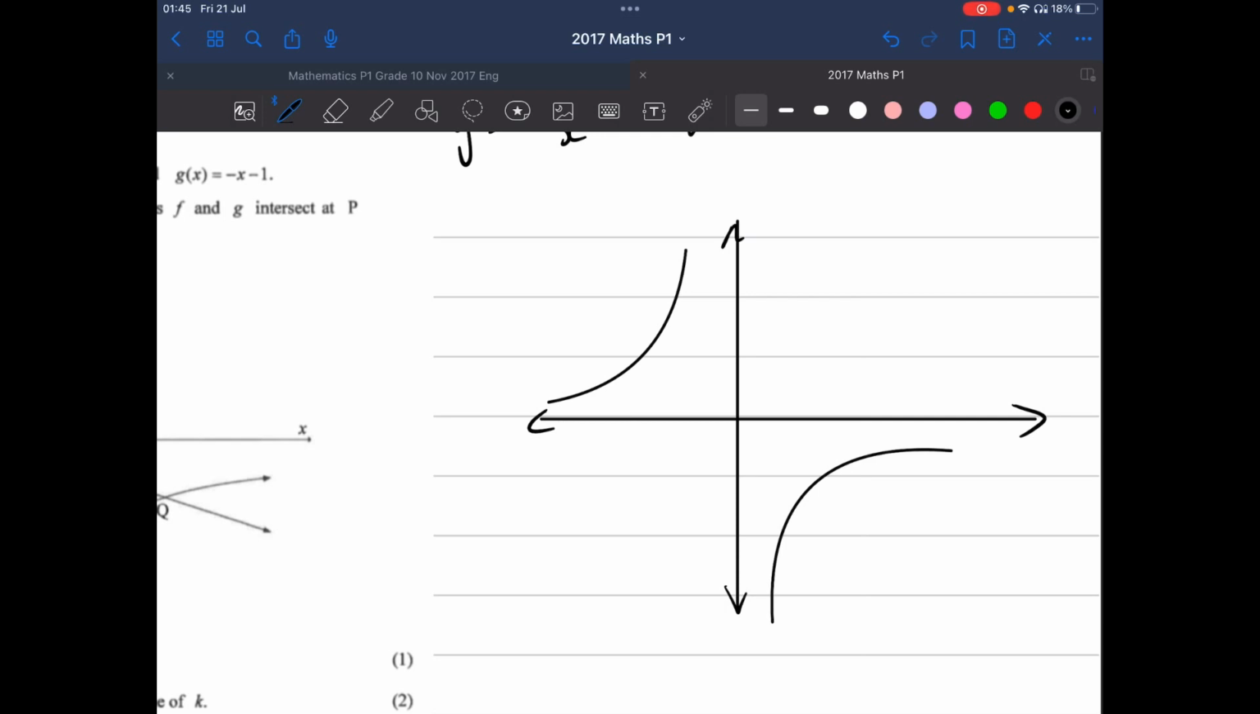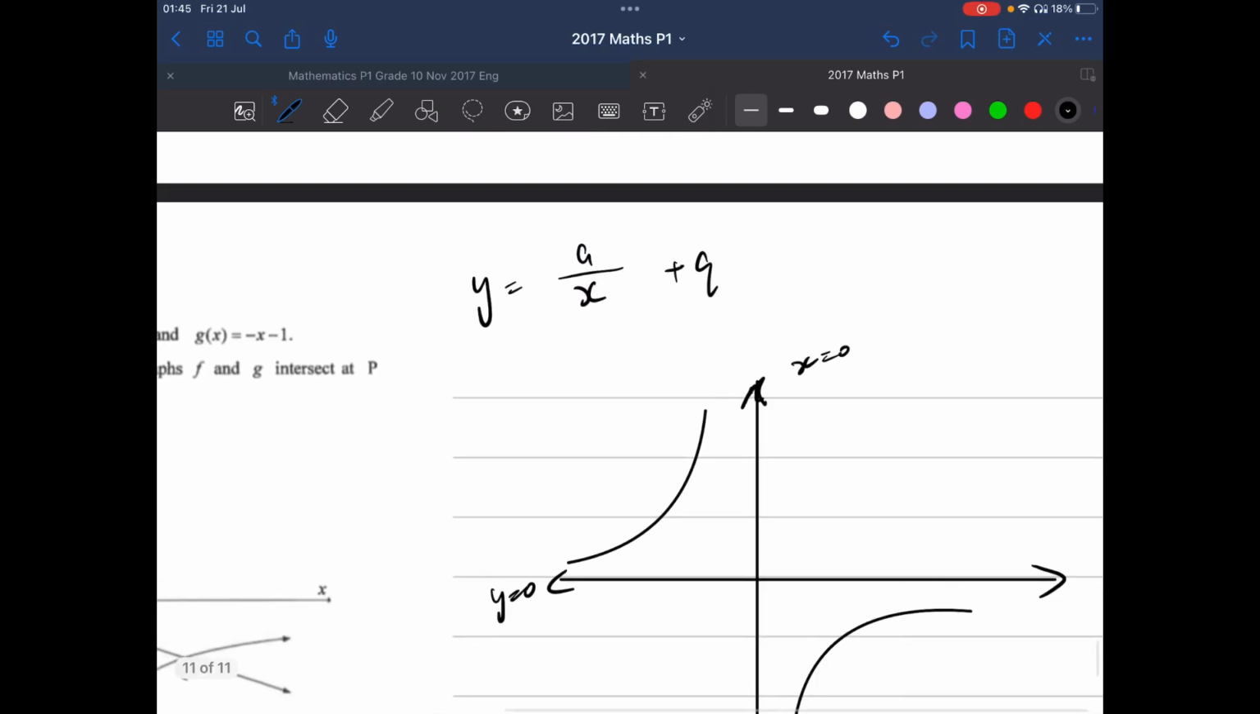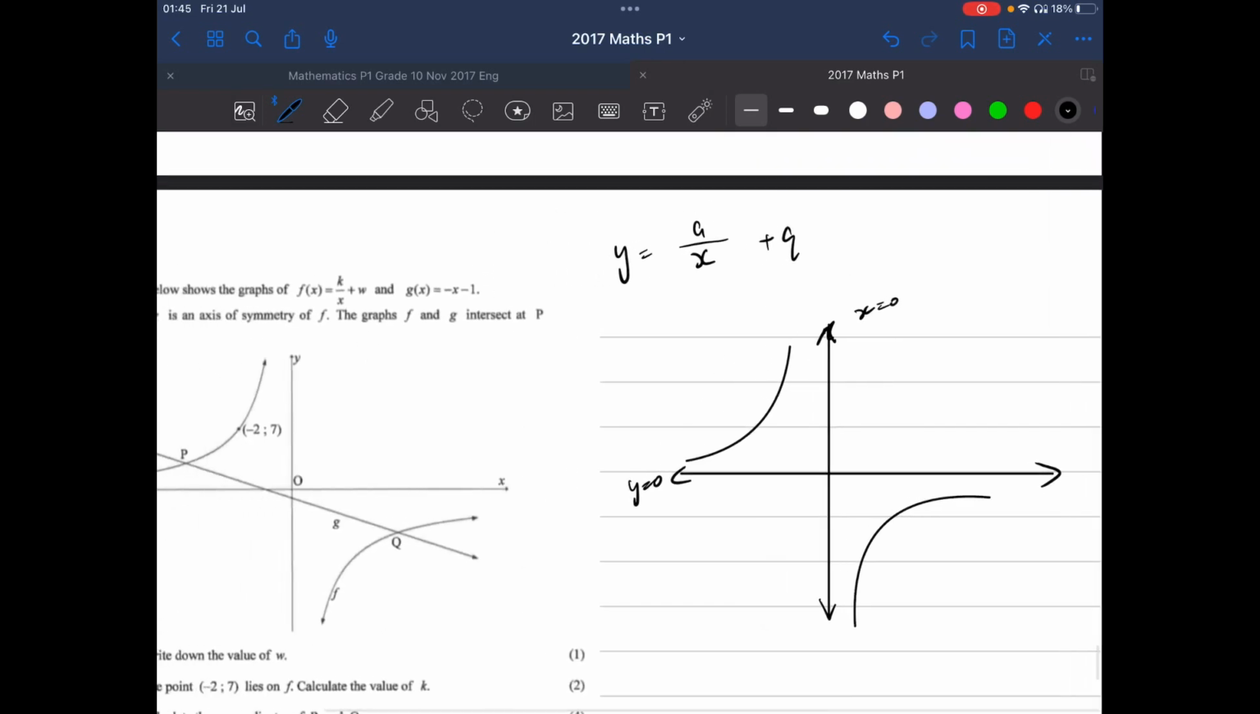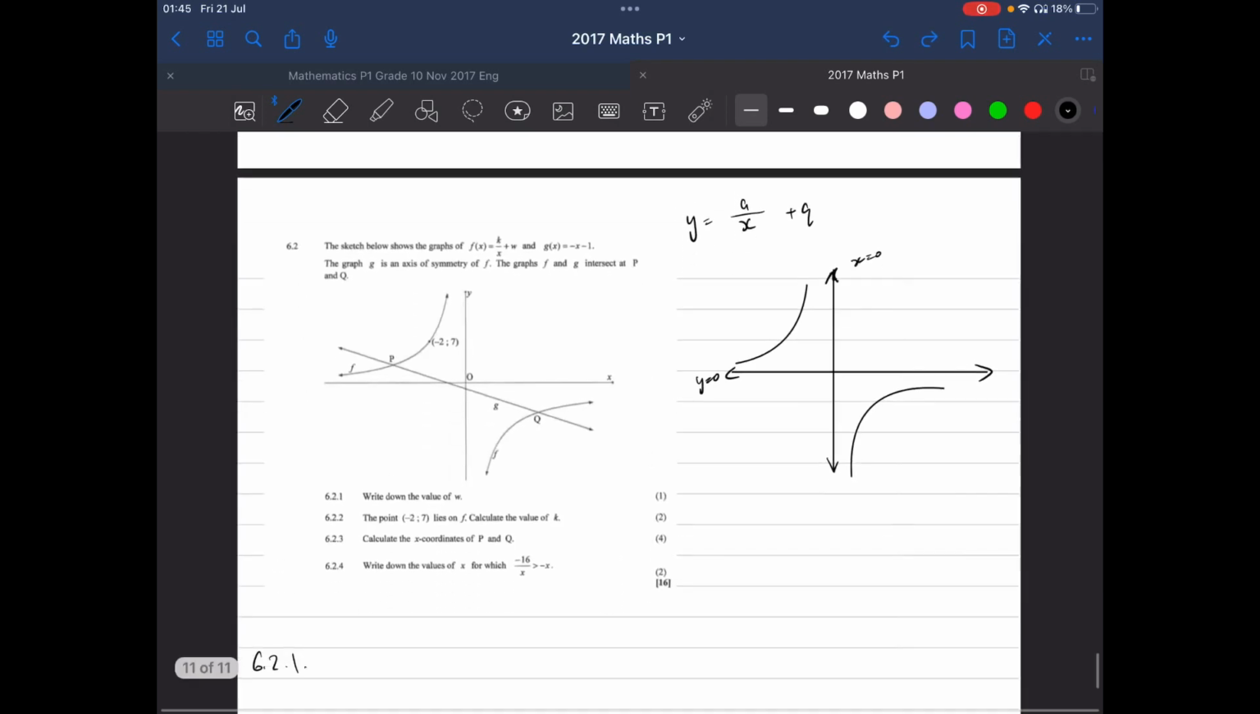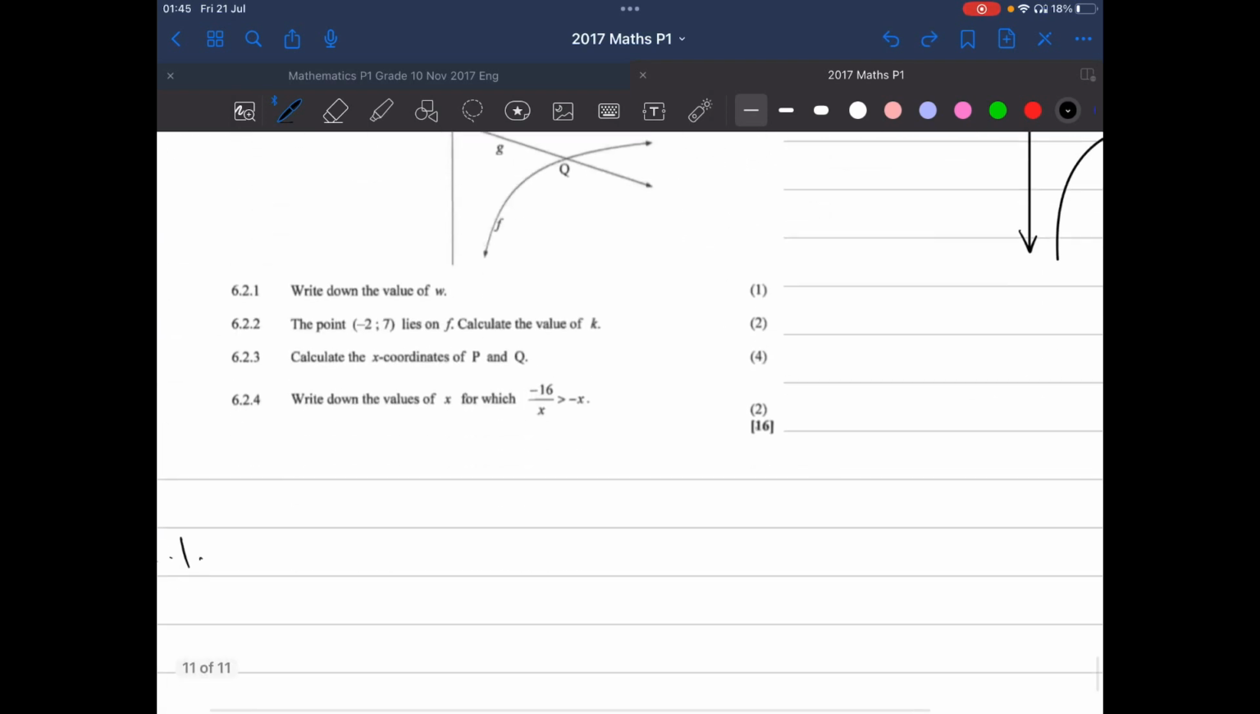And what that means is that the asymptotes will be x equals 0 and y equals 0. Okay, that's our two asymptotes. So what q represents is the y in the y asymptote, or the horizontal asymptote. In this example it will be 0, but in this case it's not equal to 0. It's actually equal to minus 1, and I'll explain why.